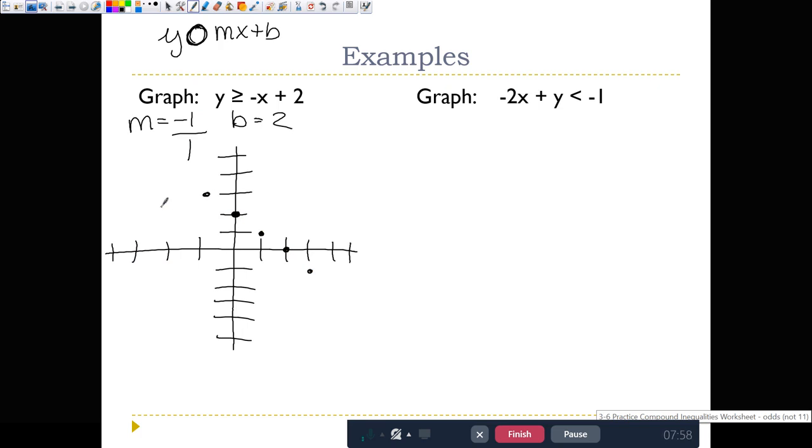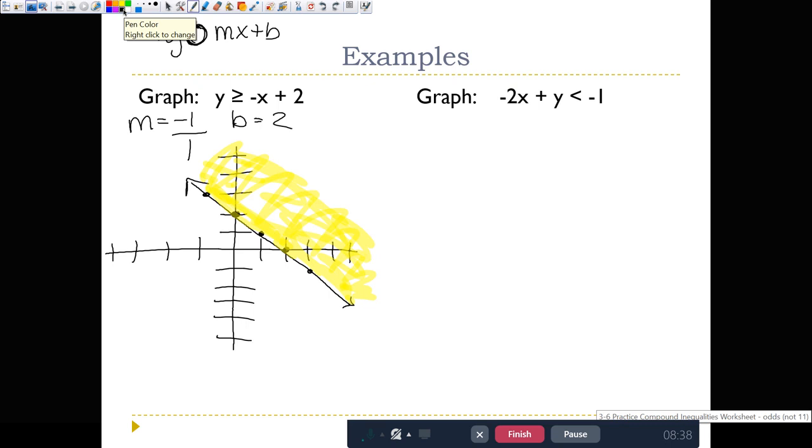And then is this going to be a solid line or a dashed line? Solid, because it has the equal to. And then are we going to shade above or below? Above, because it's greater than. You guys can use your pencil to actually shade like that, but I don't have a pencil. So this could be any value that is above this line, and including on that line.